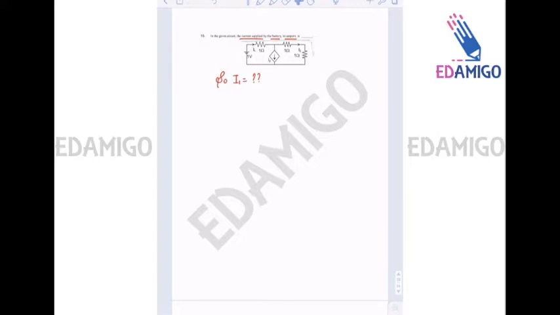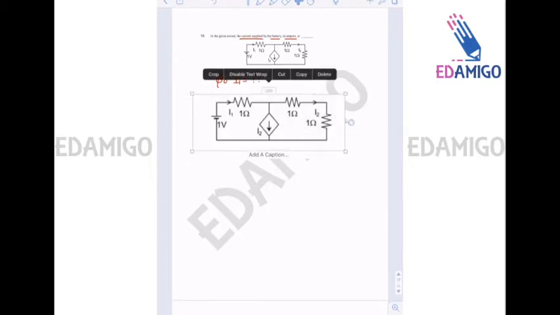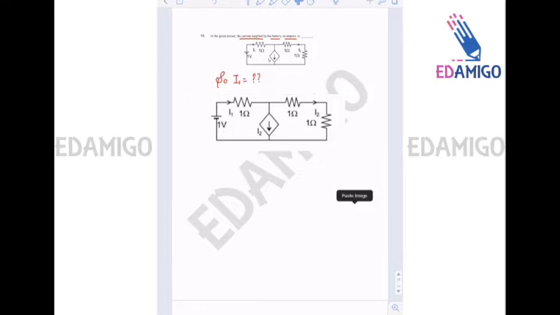Always remember that whenever you are copying a figure, because now the GATE exam is online, you first of all have to copy the figure from the computer screen into your copy. So whenever you are copying the figure, first of all recheck that all the numbers given in the figure are correctly copied or not. That's very important, otherwise the whole question will go wrong.